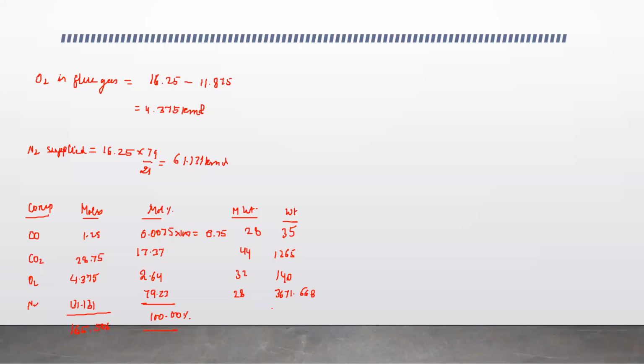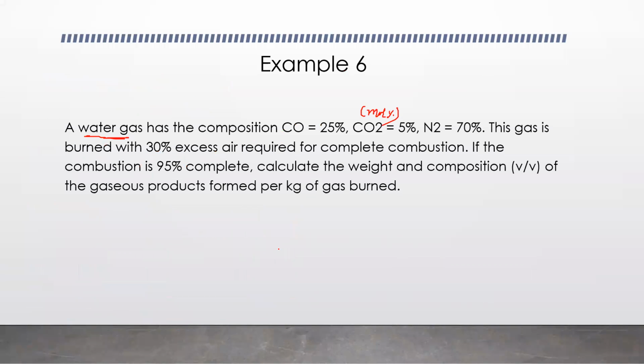Right after that, we have got the individual weights. Therefore, we get the total as 5,111.668 kg. All right, this is what we have, and then accordingly we can do the further calculation.